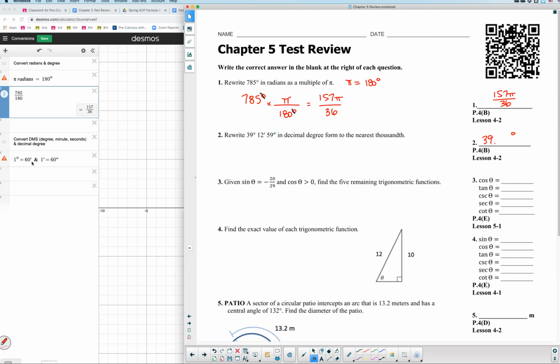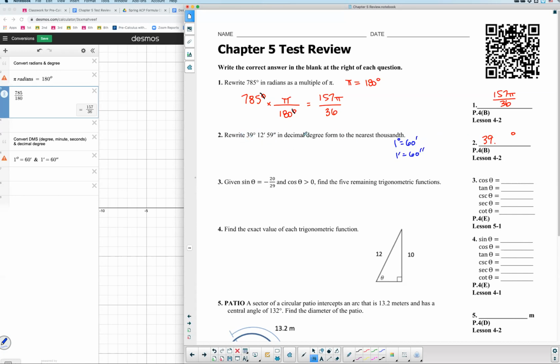Now, the conversion is shown right here, that 1 degree is equal to 60 minutes. That's what that one little tick mark means, one little apostrophe. And that 1 minute is equal to 60 seconds. And so what I will do here is I'm going to say 1 degree equals 60 minutes, and 1 minute is equal to 60 seconds. And so let's convert this.